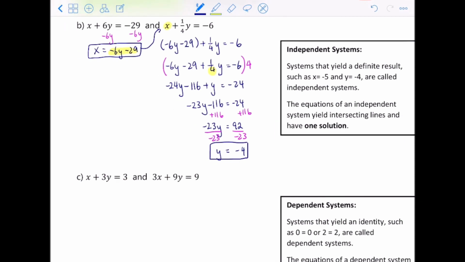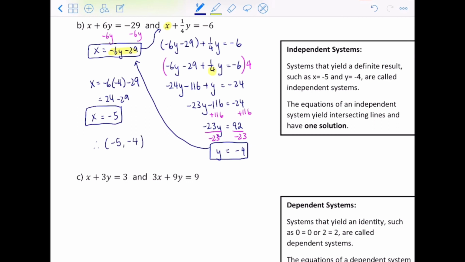We now sub this back into this equation to find x. So x equals negative 6 times negative 4 minus 29. So negative, or not negative, positive 24 minus 29, which is negative 5. Our solution set is negative 5 and negative 4. We have a solution set, which means we have one solution, and the solution yields a definite result, as in some coordinate or solution set, then we consider the system an independent system.